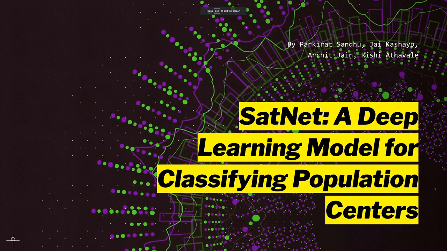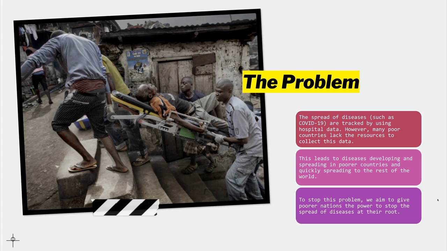Hello, our project is SatNet, and it is a deep learning model for classifying population centers. So the problem we are trying to solve is that the spread of diseases such as COVID-19 is tracked by using hospital data. However, many poor countries lack the resources to collect this data. This leads to diseases developing in poorer countries and quickly spreading to the rest of the world.